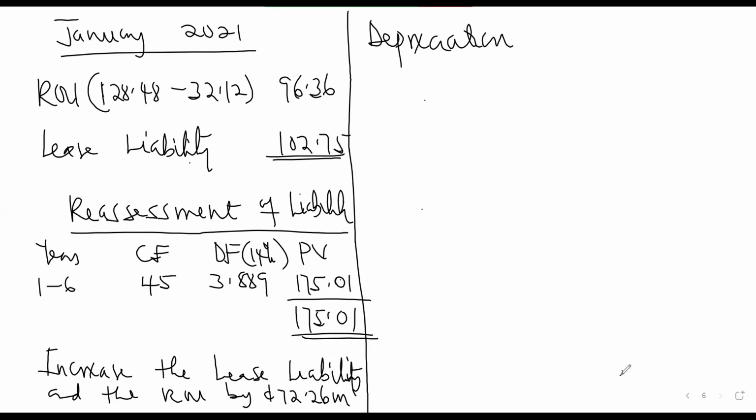Okay, let's come to depreciation. What will be the new value of the right of use now after adding the 72.26? It will be 168.62. Okay, 168.62, divided by, would that be 6 years? Multiplied by 6/12. What are we having?